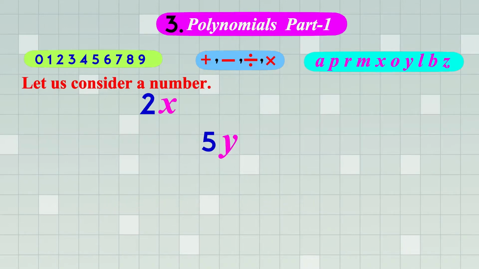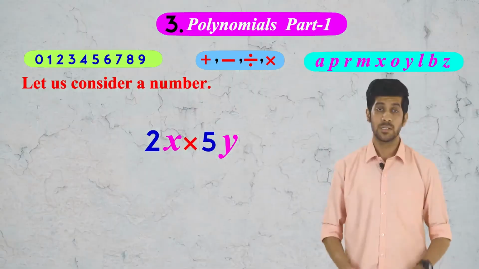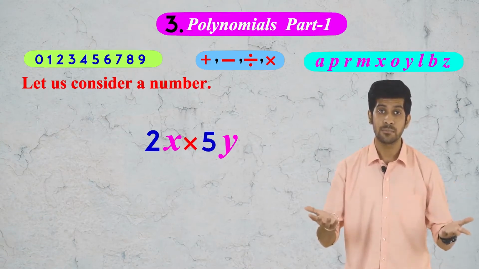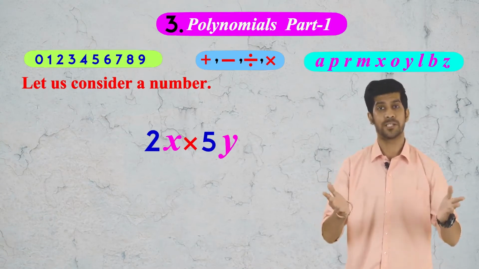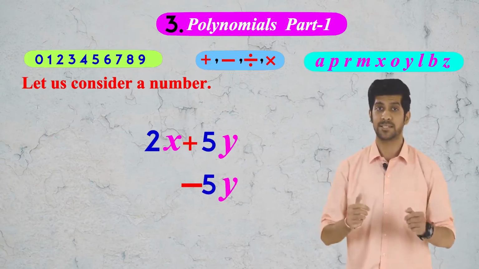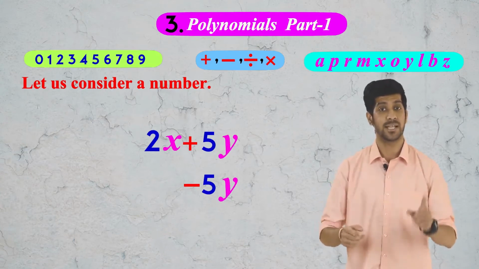Now students, in between 2x and 5y also we have not put any sign. Because we have not put any sign, it will be considered as multiplication sign. And if you don't put any sign, multiplication sign is there. That means it again becomes one single term. Now students, if you want to separate these two terms, how can you separate them? You can separate them using operators. Either you can put plus sign between them or you can put minus sign. But students, if you put multiplication or division, it will be considered as a single term.